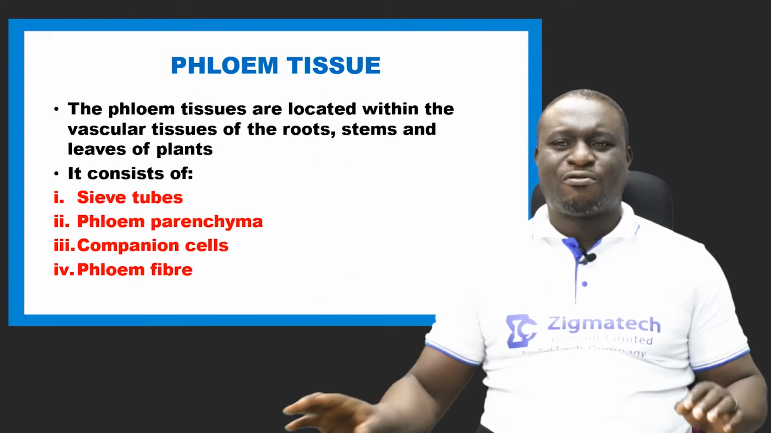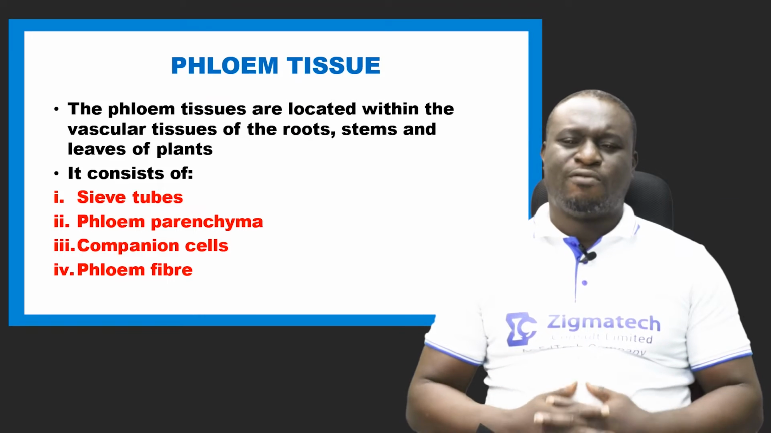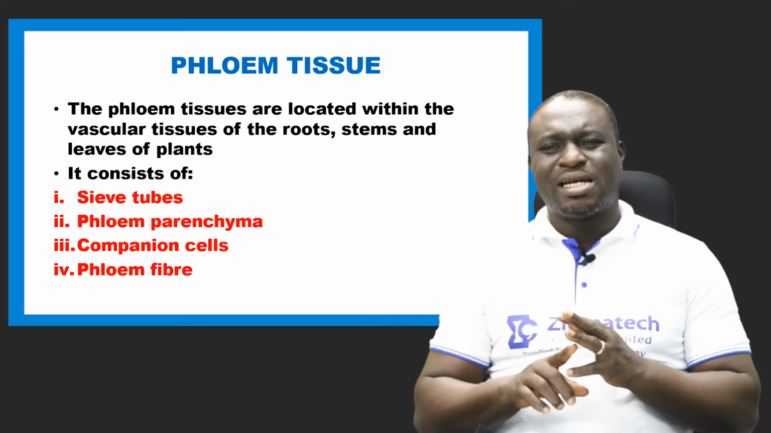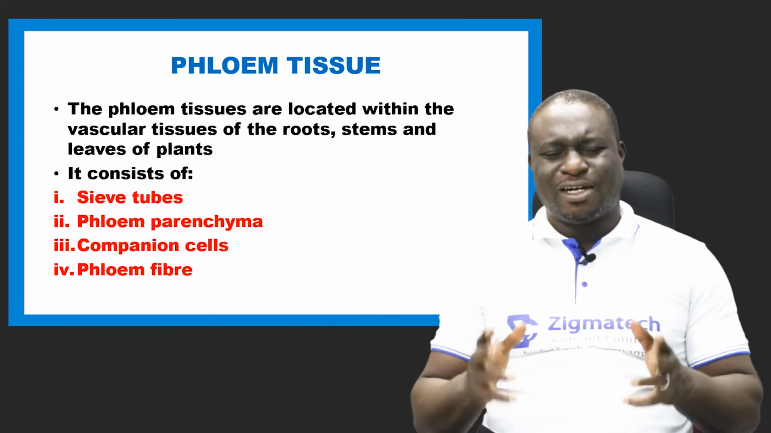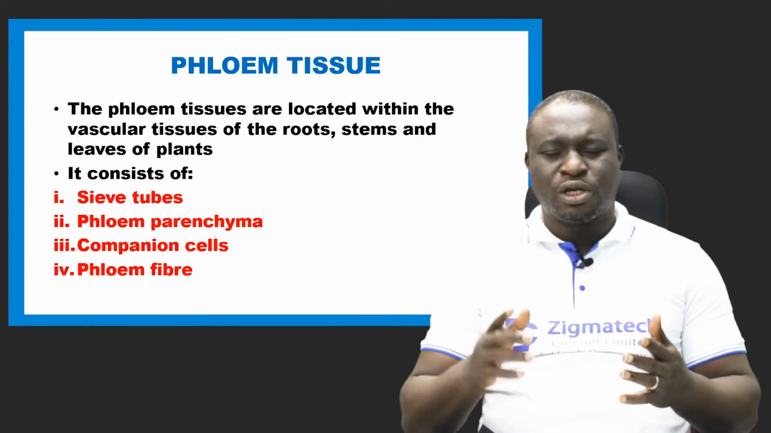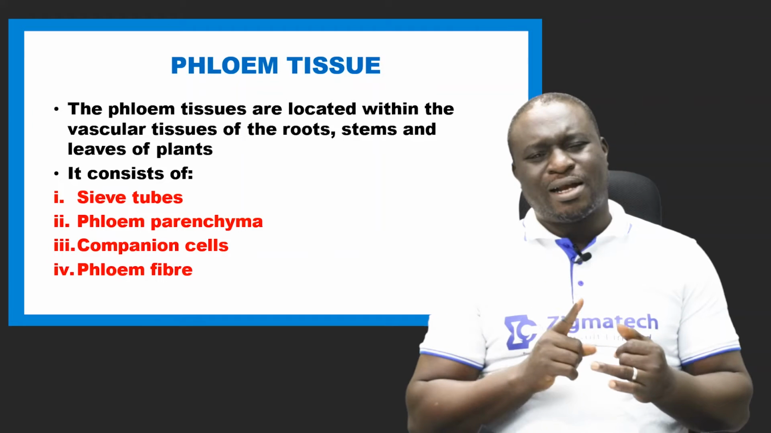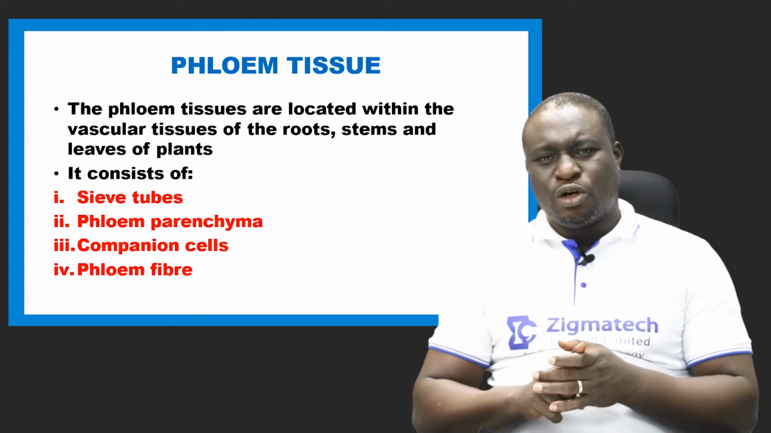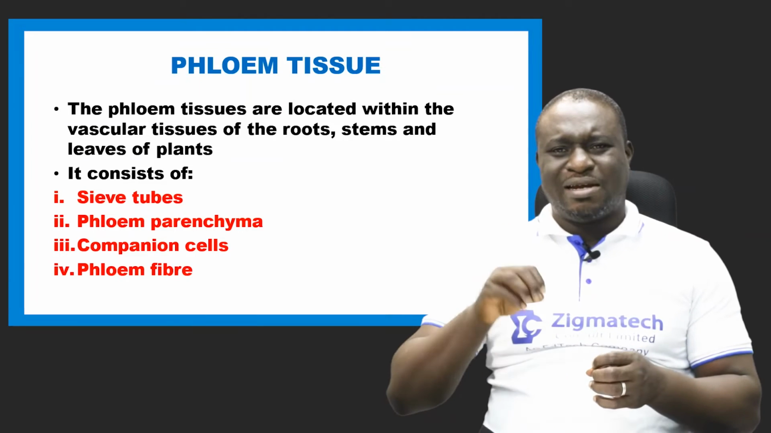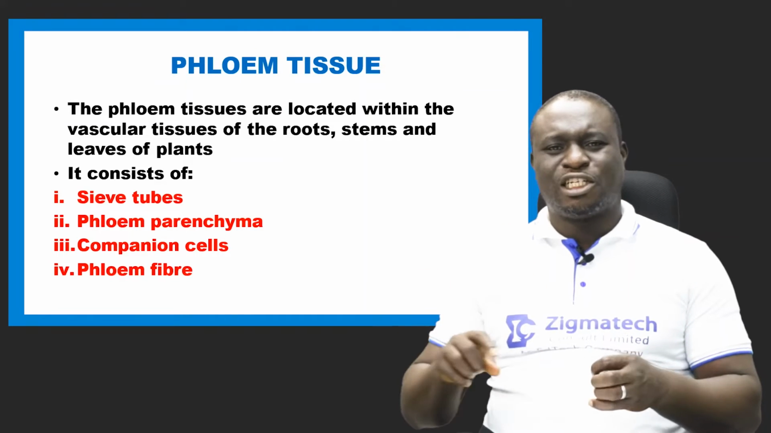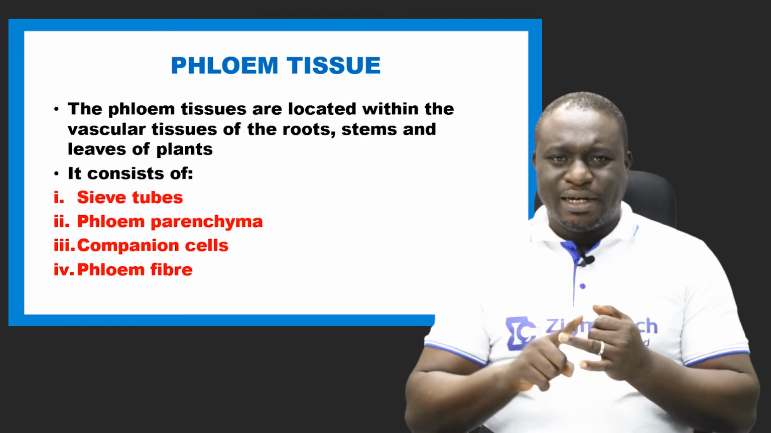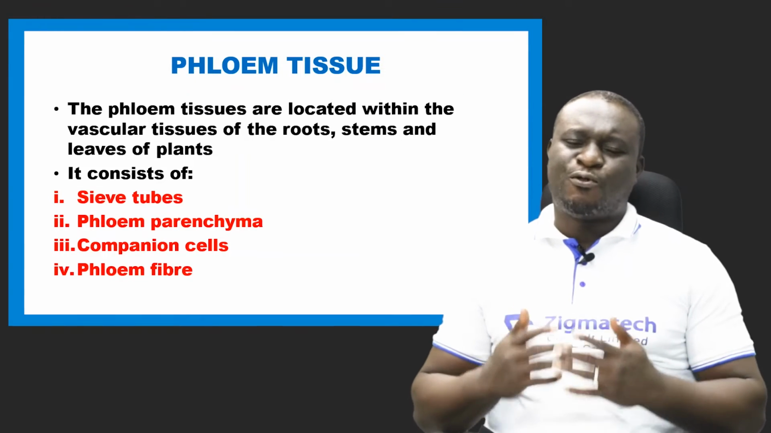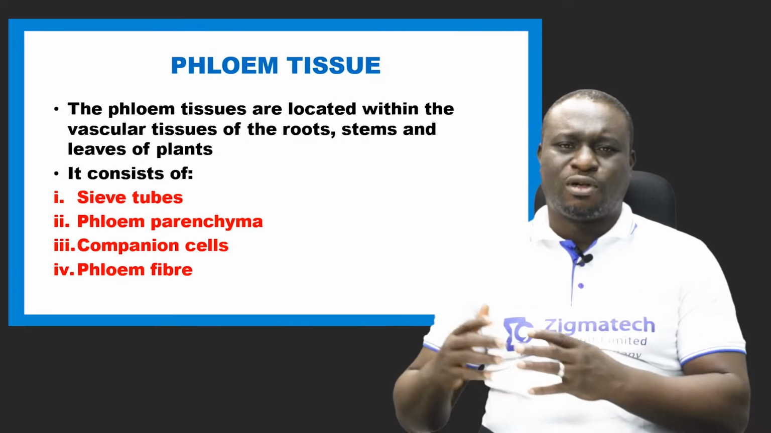And then we have the phloem tissue. The phloem tissue is actually located within the vascular tissues or the vascular bundle. It makes up the vascular bundles. You can find it at the roots, you can find it at the stem, you can also find it in the leaves. I repeat, it can be located in the vascular tissues, and the place where you can see these vascular tissues are the stems, leaves, as well as what? Roots. Okay?